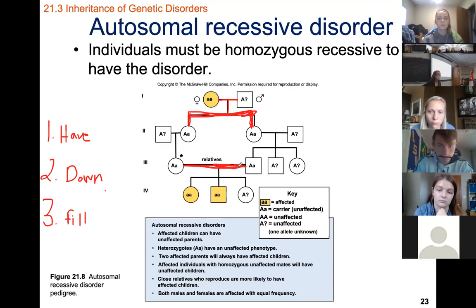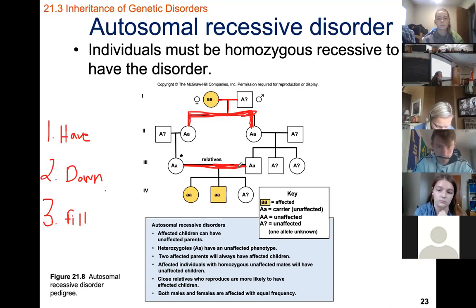When in doubt, draw it out. So draw a Punnett square. This is a big A, small a, big A, small a. Then in the bottom right-hand corner of that Punnett square, they can have individuals that are small a, small a. Heterozygous, big A, small a, have an unaffected phenotype because they do not have small a, small a.